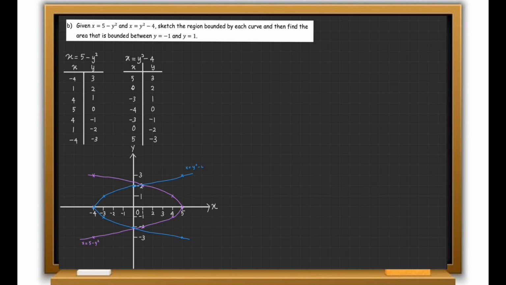minus 4. Using a different color, the plot would be here, and continue for the rest of the table to get each of the plots. Connect all the plots. After plotting, we write the second function x equals y to the power of 2 minus 4. Based on the first question, the question states that y equals negative 1 and y equals 1. We look at the graphs, identify where y equals negative 1 and y equals 1, and make a dotted line. After the dotted line, we see the area that is bounded between the given functions. Now we shade the area.